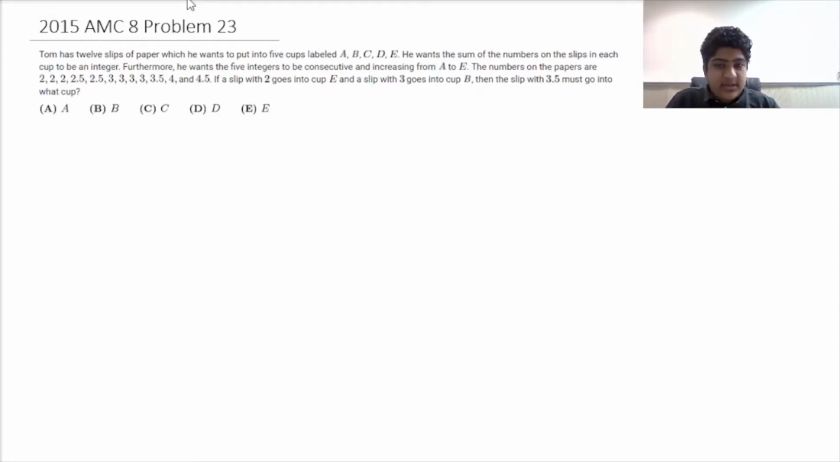The numbers on the papers are 2, 2, 2, 2.5, 2.5, 3, 3, 3, 3, 3.5, 4, and 4.5. If a slip with 2 goes into cup E and a slip with 3 goes into cup B, then the slip with 3.5 must go into which cup?